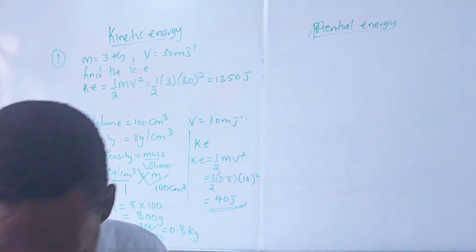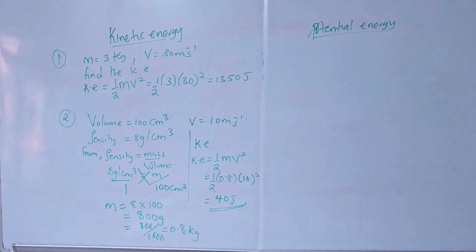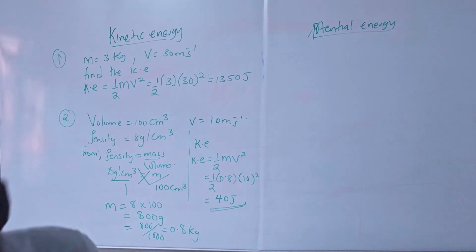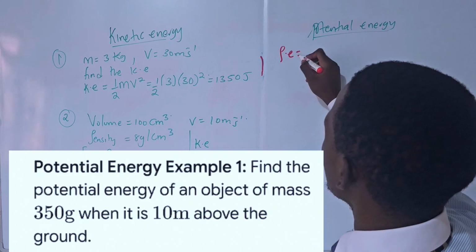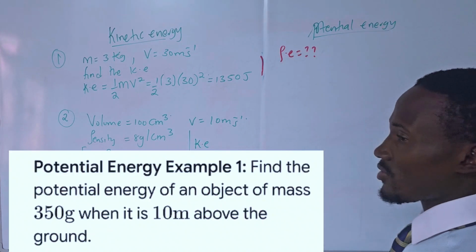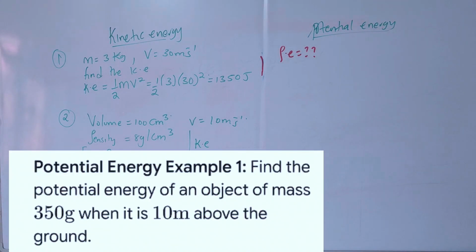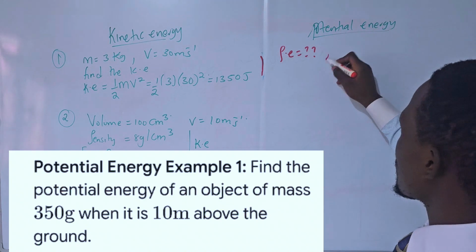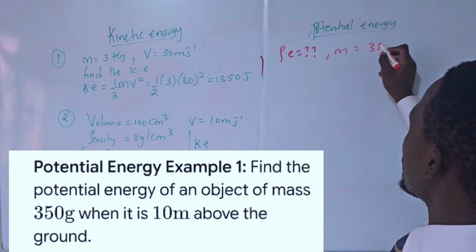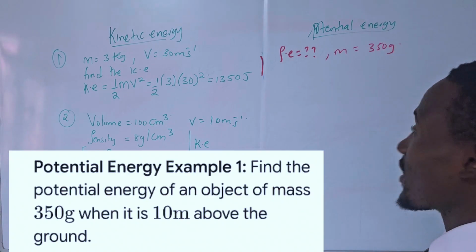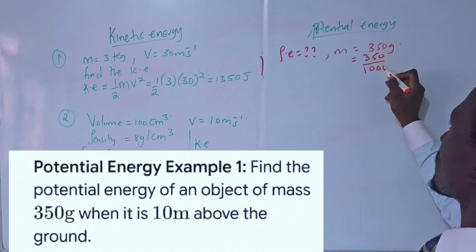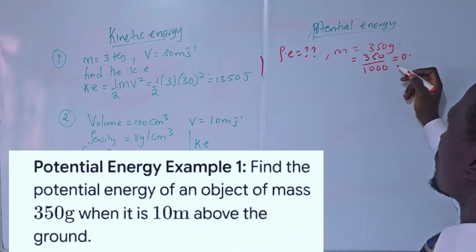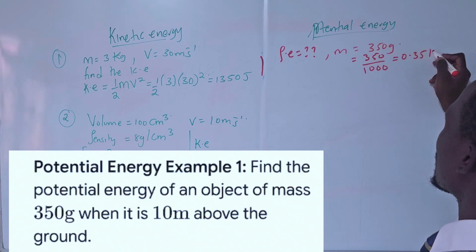Now let's look at scenarios of potential energy. The potential energy of an object, PE, I'm summarizing it as PE, of an object of mass 350 grams. So we can convert this mass into kilograms. We have already done this. This gives you 0.35 kgs.